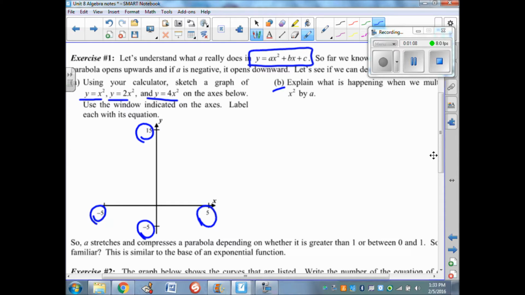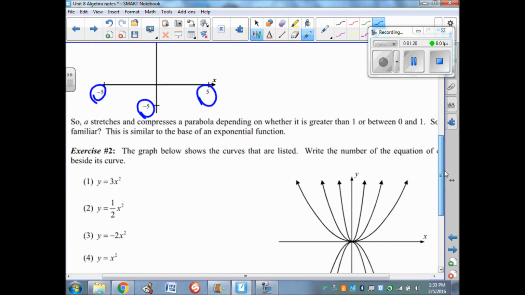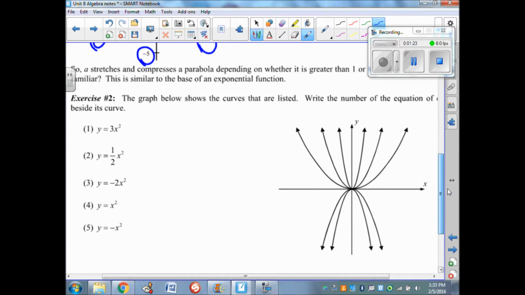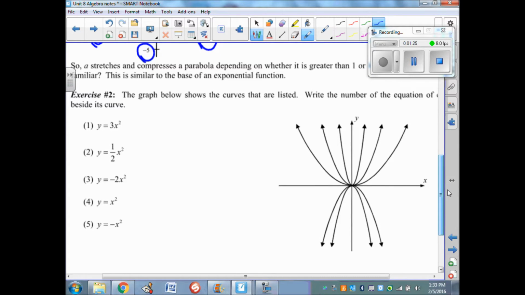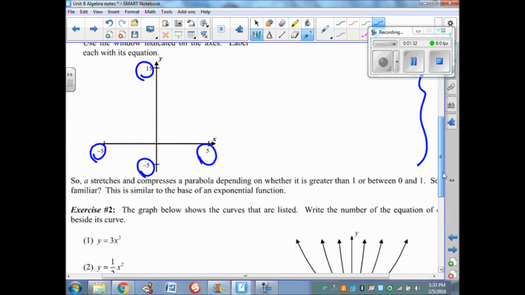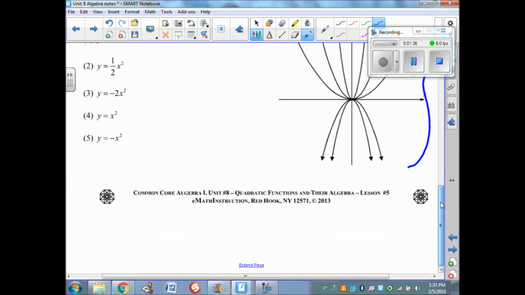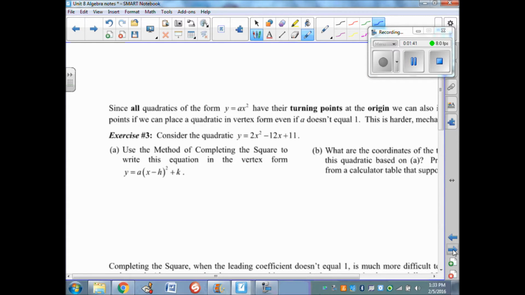So today, A is sort of going to be the star of our show. We're looking at what A does in the standard form, and then we're going to continue to look at what A does down in exercise 2. So exercise 1 and exercise 2, you're going to do on your own. You're going to come to class with those done, keeping in mind that A is the star of our show today.